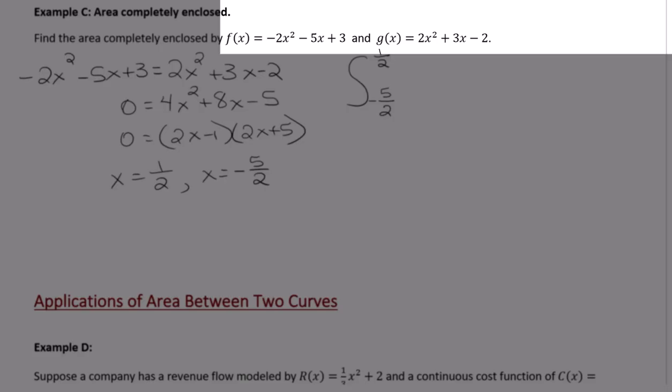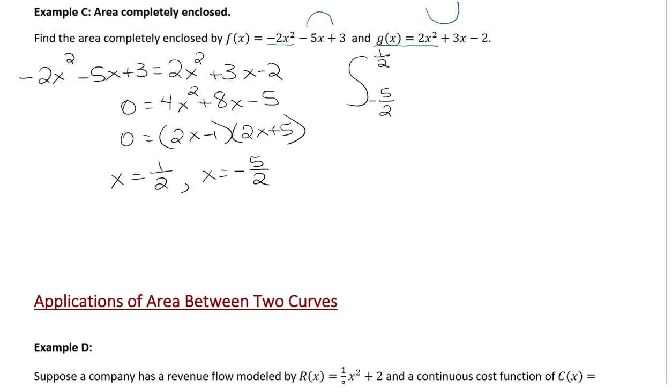The f of x function is a negative quadratic, so it's going to open downwards, whereas the g of x function is a positive quadratic that's going to open upwards. The only way these two functions can be bound or make an area that's completely enclosed is for the f of x function that's opening down to be above and the g of x function that's opening up to be underneath. So we're looking for that area in between.